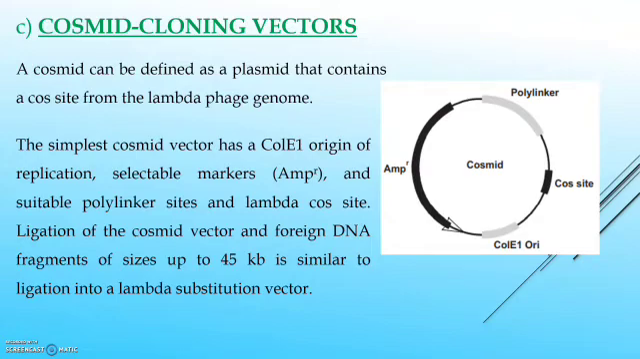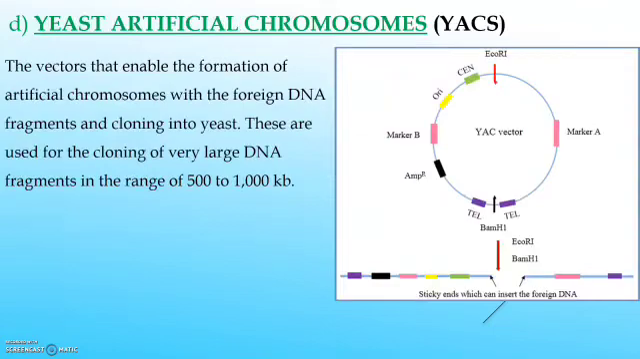And the next one is yeast artificial chromosomes. These are the vectors that enable the formation of artificial chromosomes with foreign DNA fragments and cloning into yeast. These are used for the cloning of very large DNA fragments in the range of about 500 to 1000 kilobase pairs. These vectors are constructed with the yeast telomere sequences at each end, a yeast centromere sequence, and yeast autonomously replicating sequences for replication.